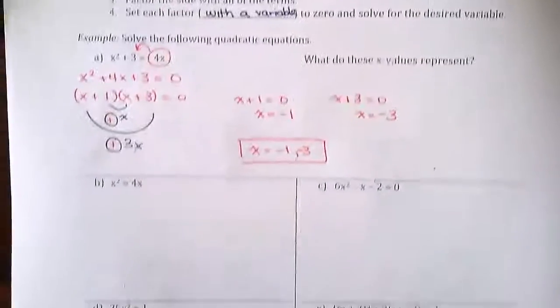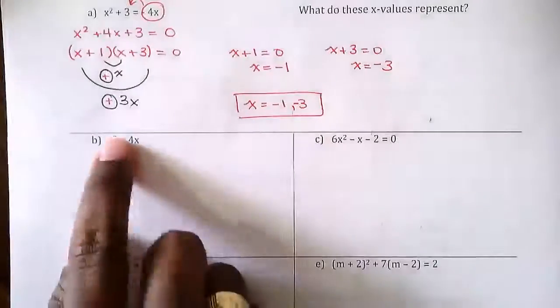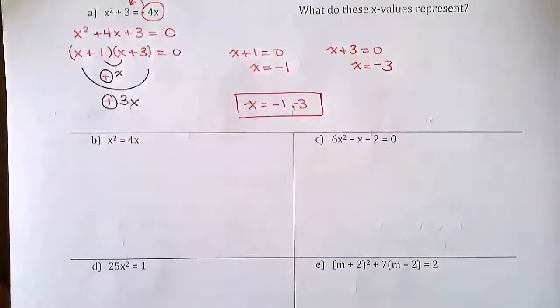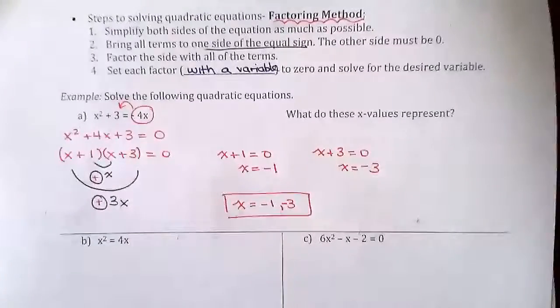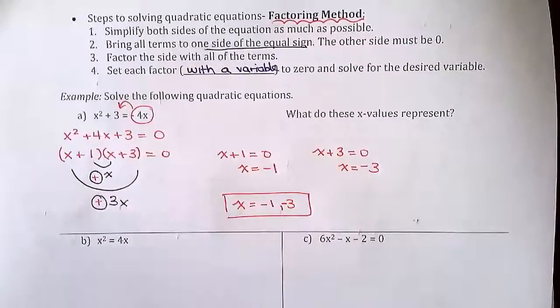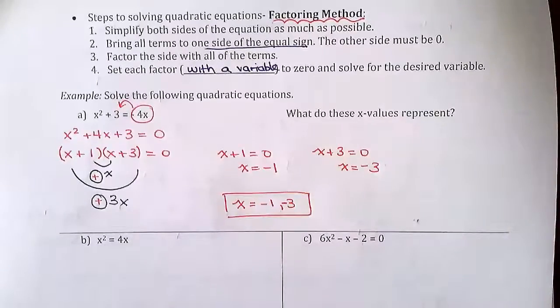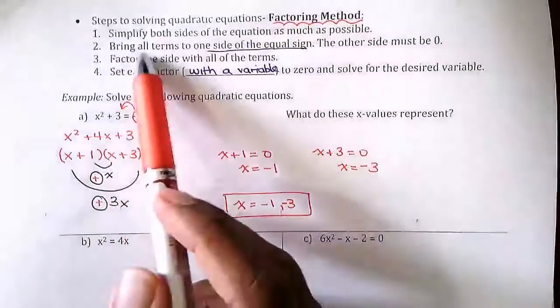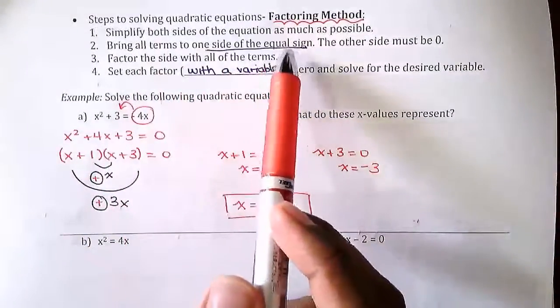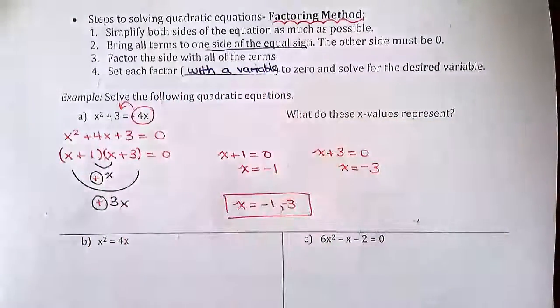Let's try another example. So we have x squared is equal to 4x. Again, following the steps at the top. So the first step is to simplify both sides of the equation as much as possible. If I take a look here, again, both sides are simplified. There's nothing I can collect. Next, it says bring all the terms to one side of the equal sign. The other side must be 0.